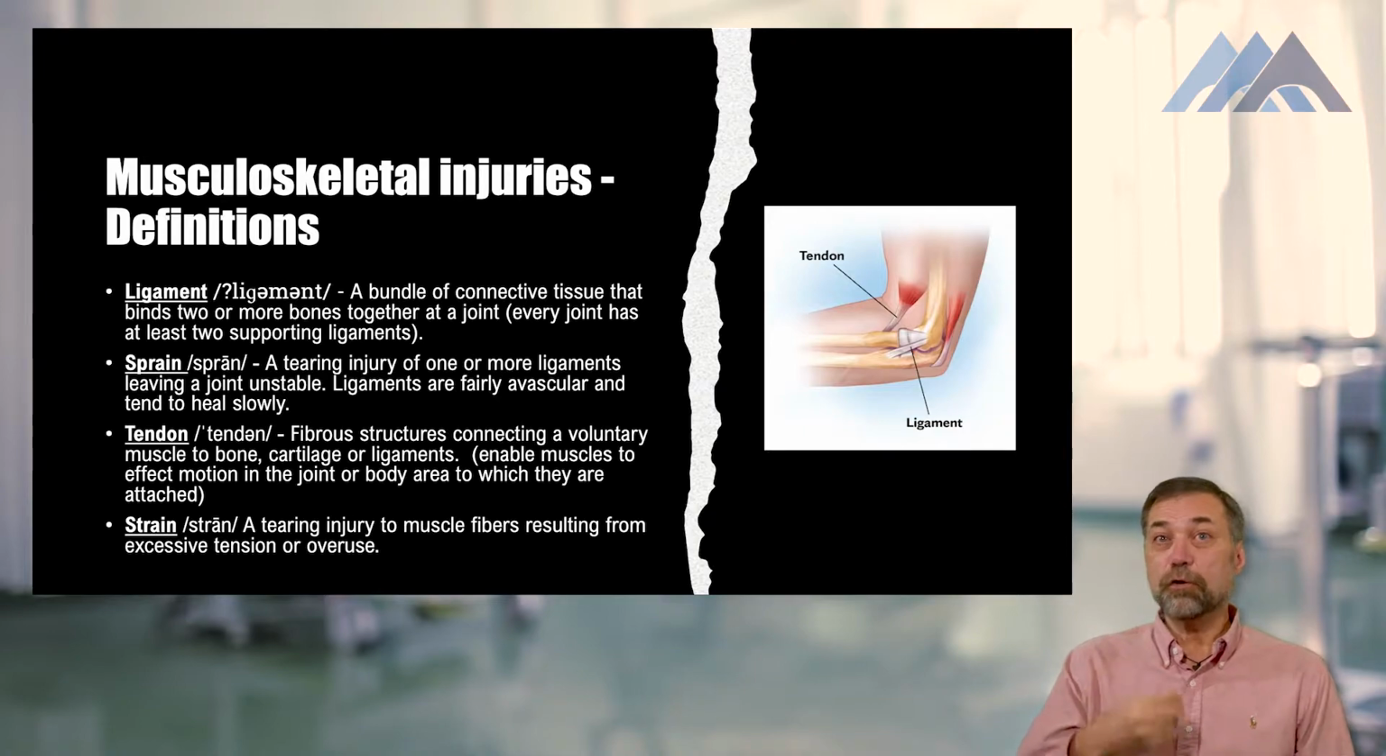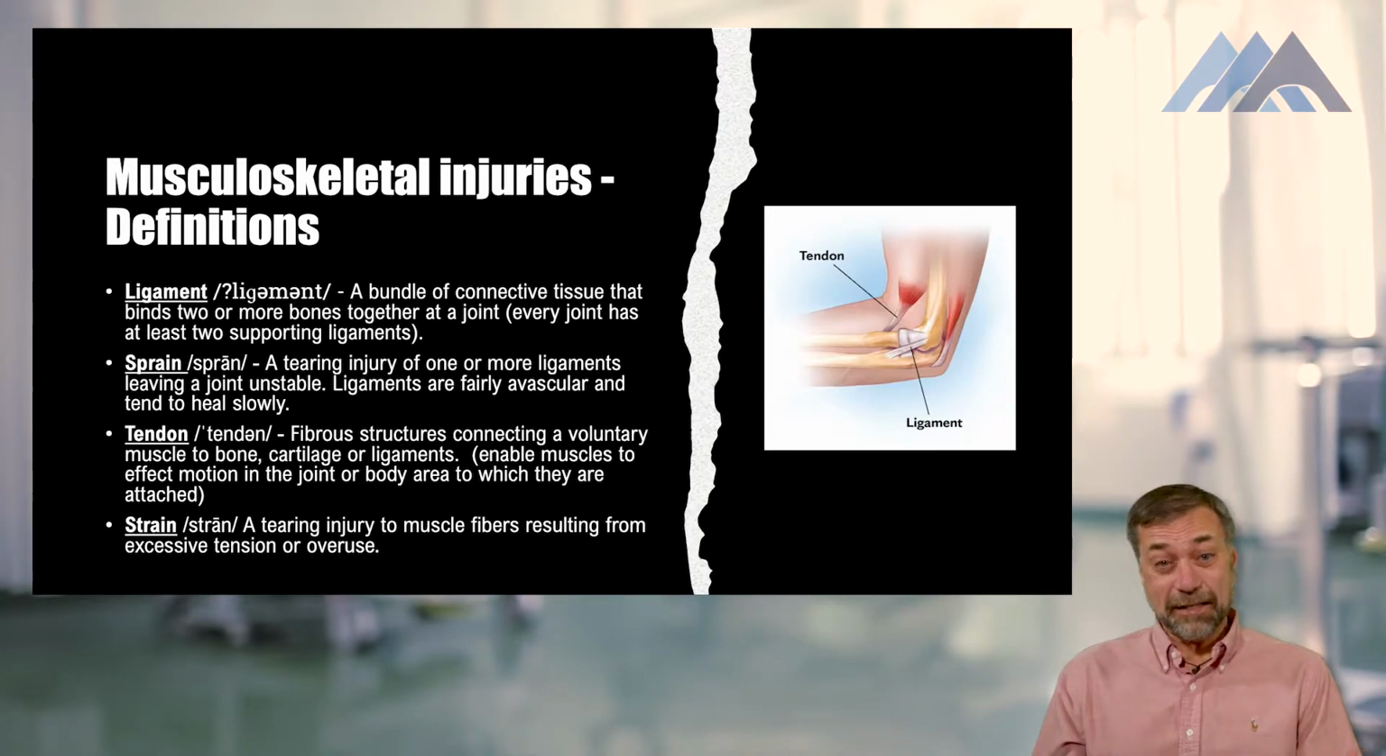Now, if you injure your ligament, you have a sprain, S-P-R-A-I-N. A sprain is a tearing injury of one or more ligaments leaving a joint unstable. The problem with sprains is that a lot of your ligaments do not have really good blood supply, and they may have a bit of a slow healing time on them.